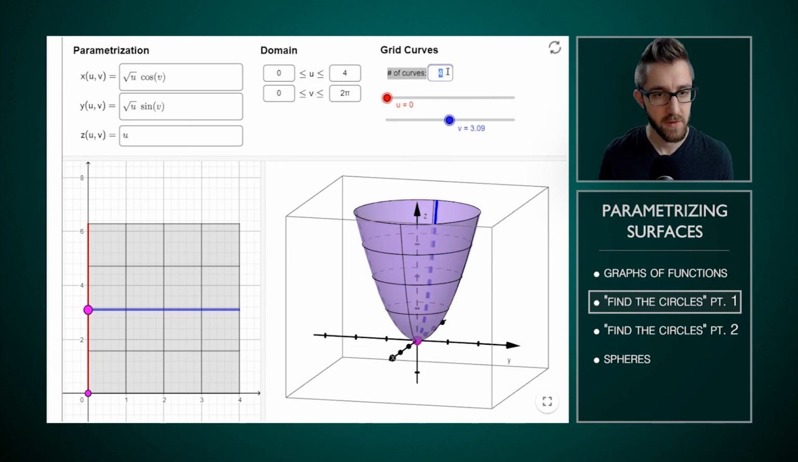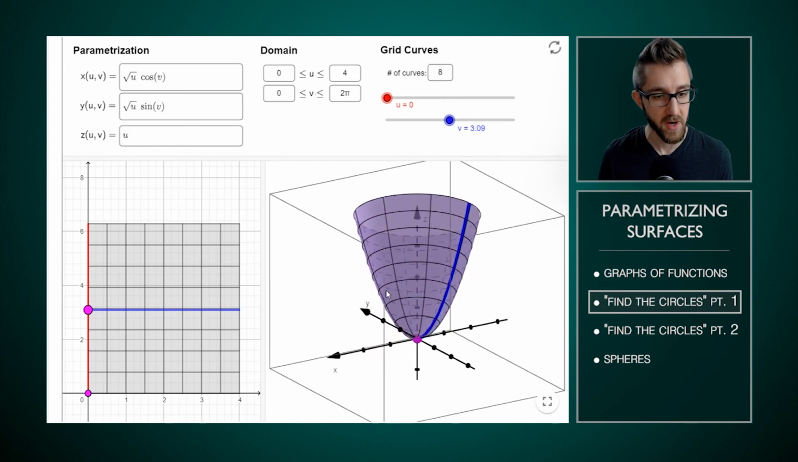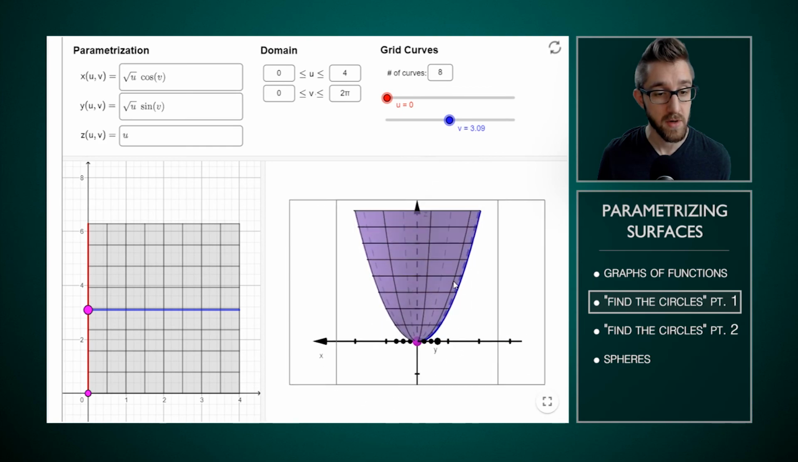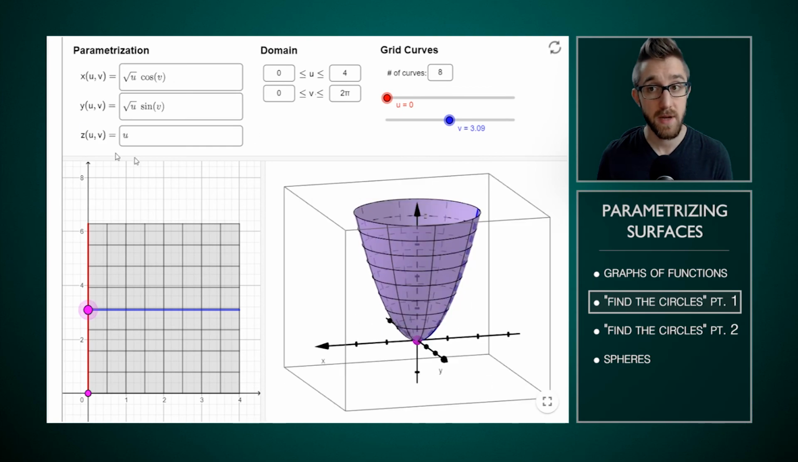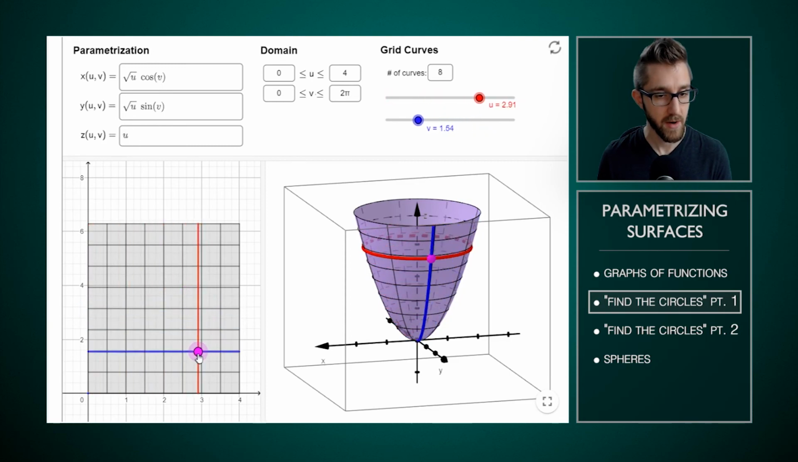And actually, I'm going to show a few more grid curves. Let's show 8 per variable instead of 4. So we've cut up our parameter domain a little bit more with more grid curves, and you can see on our surface we have more of a grid going on. And you can see the circles that we found when we played Find the Circle. They are these horizontal circles. And again, if you want to open up this same GeoGebra app and put this in for x, y, and z, you can play around with the point and check out how the different grid curves are drawn for different values of u and v.